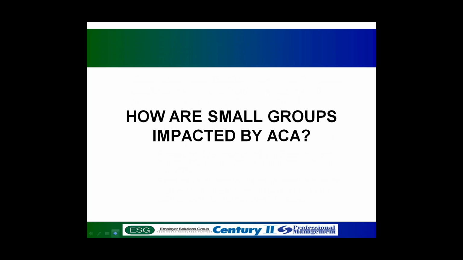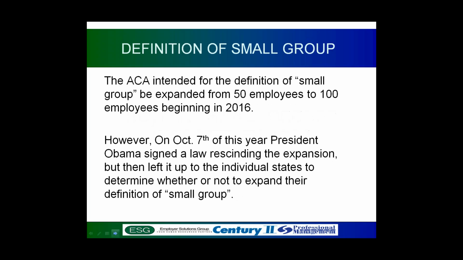Now, there are many ways that small groups are impacted by the Affordable Care Act. And remember that the ACA was intended to expand the definition of small group from 50 employees to 100 employees beginning in 2016. But back on October 7th of this year, President Obama signed a law rescinding the expansion. And on top of that, he left it up to each individual state to determine whether or not to expand their definition of small group.